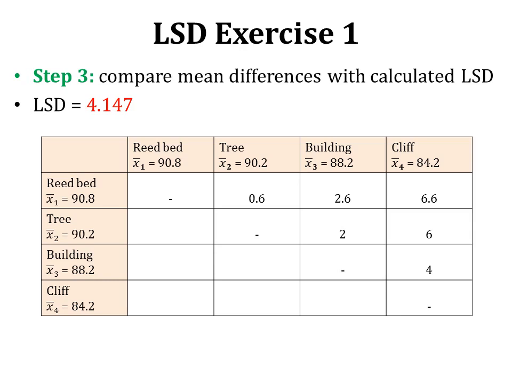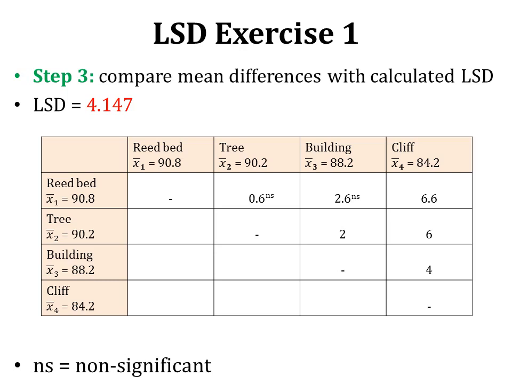So what about this value? This is 0.6. So this difference is less than LSD 4.147. So we are going to say that this is non-significant. So we are going to put NS in the superscript here. So NS means non-significant, right? So the difference between this pair of means is non-significant. Then we look at the next pair, and the difference is 2.6, which is the difference of 90.8 and 88.2, the difference between reed bed and building samples, and this difference is also less than LSD. So this difference is going to be non-significant as well, right?